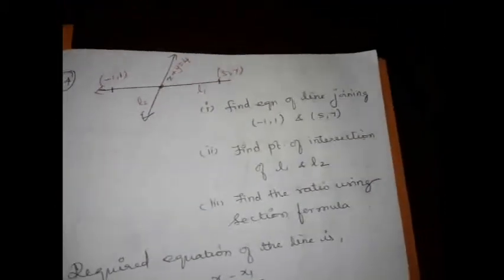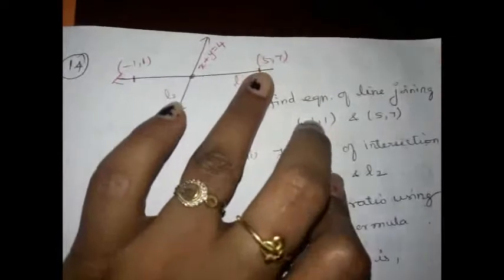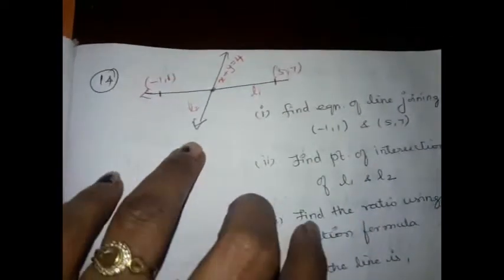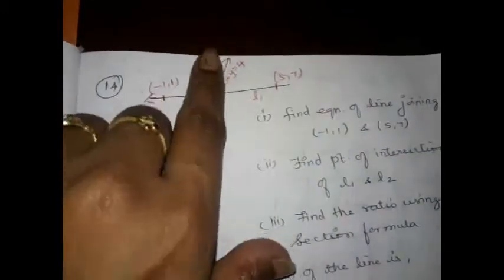14th question is, in what ratio the line joining minus 1 comma 1 and 5 comma 7 is divided by the line x plus y equals 4. They asked you to find the ratio in which this line is divided by this. Ratio means what? Section formula. You learnt in class 10. I don't know how many of you remember that. So how can we find the ratio here?